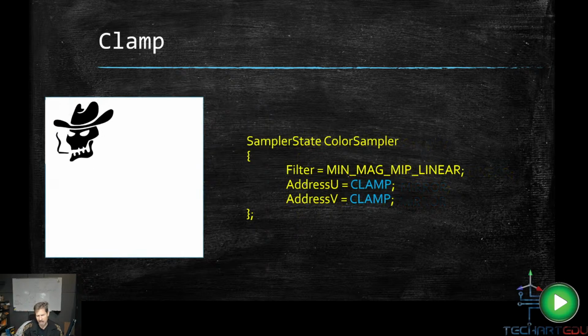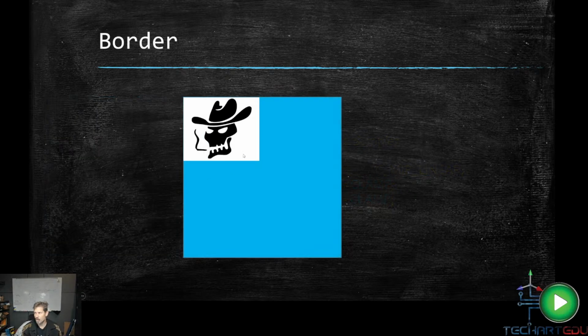Then we also have clamping. Clamping takes the pixel values of the texture map at the far left edge and the bottom edge, and whatever those colors are, it just stretches them right across. That's really all it's doing. It's just taking the last pixel color values and stretching them across horizontally and vertically. And so that's clamping. And the last one is border.